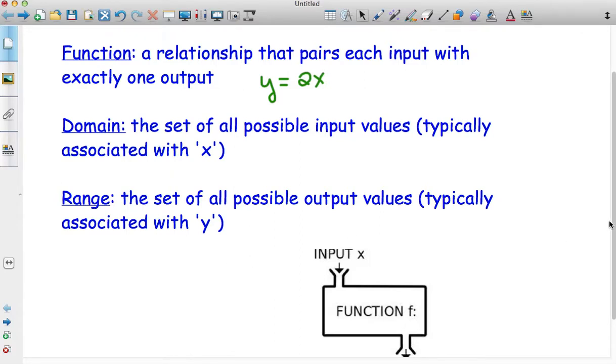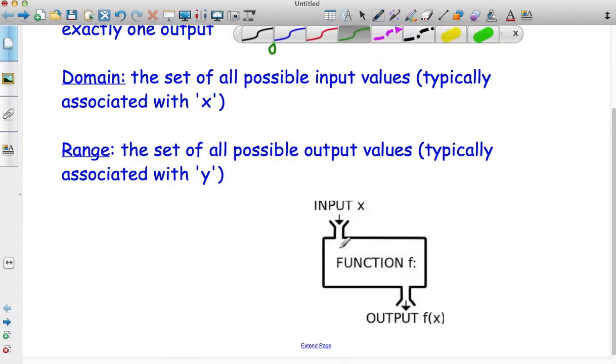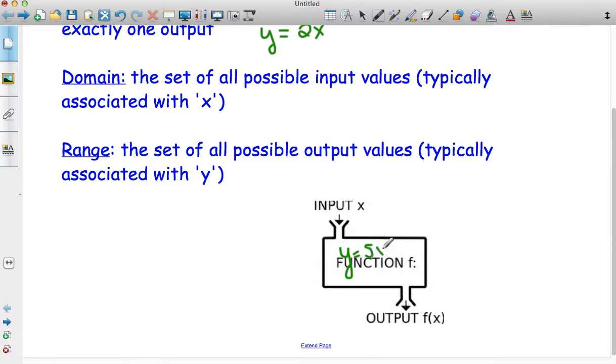I found this picture, which I like, a function machine. It just means if you're putting something in, something happens to it, and you get something out. This can be replaced with any equation that we've done, y equals 5x plus 2. We put a number in for x, we end up with one answer for y, also known as f of x. Okay, let's do some examples.